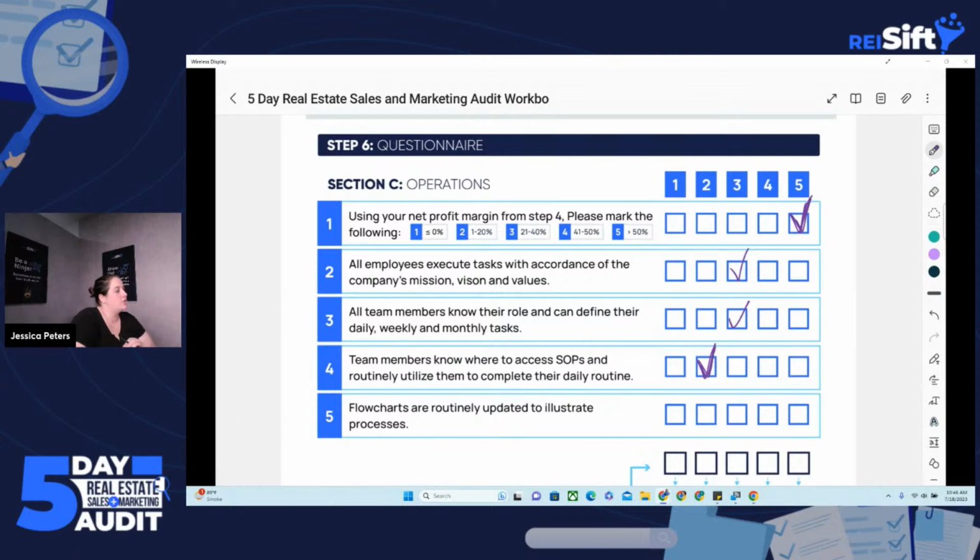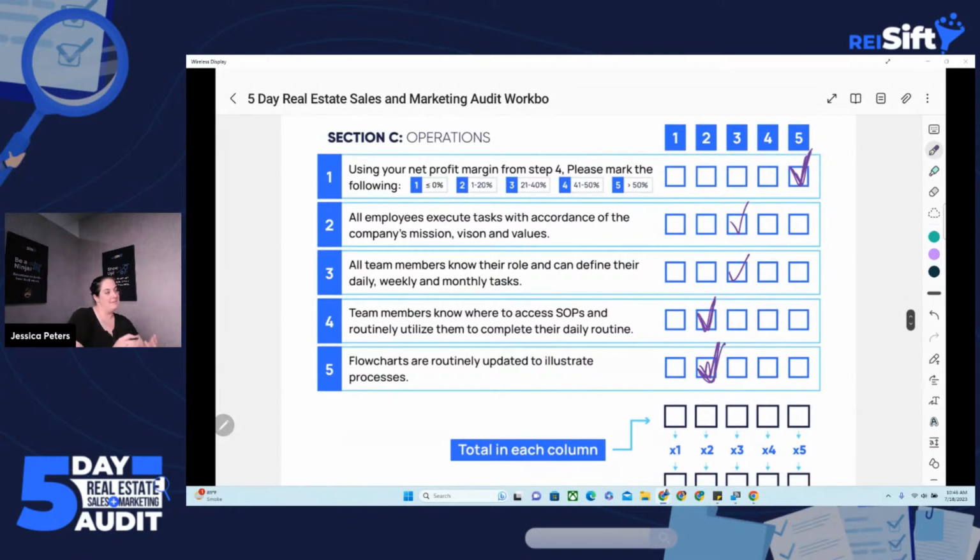And then flow charts are routinely updated to illustrate processes. You can use flow charts to show what the company's mission is, what the 6 steps are that we're trying to accomplish. You can show the marketing flow through flow charts, how things should flow through, how niche attempts should go. So again, I'm going to give us a 2. I don't want to assume, but just based on conversations I've had, sometimes these operations are one of the last things that we get to.